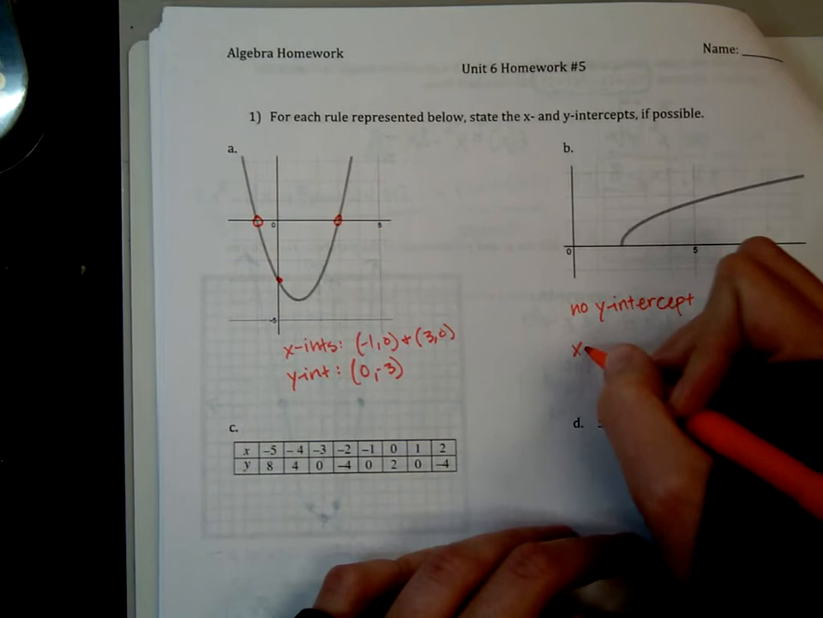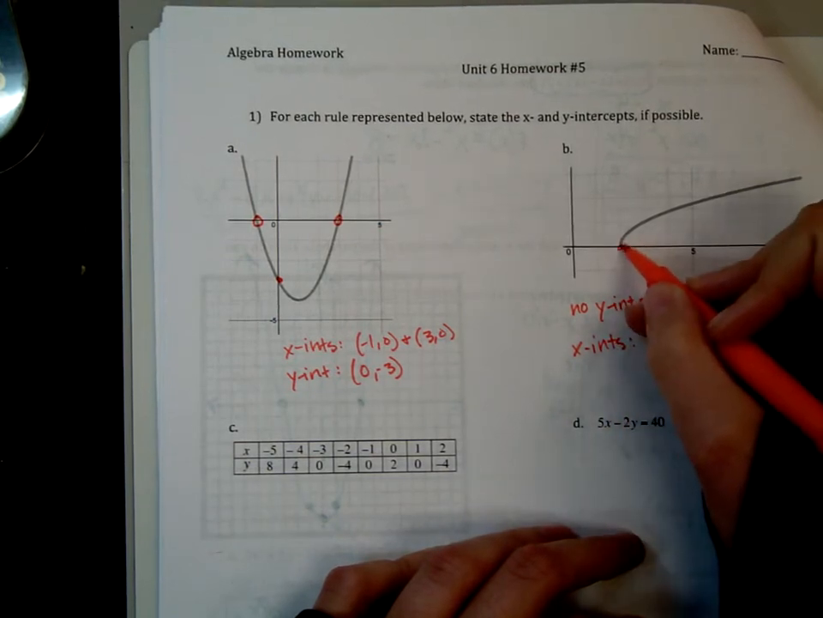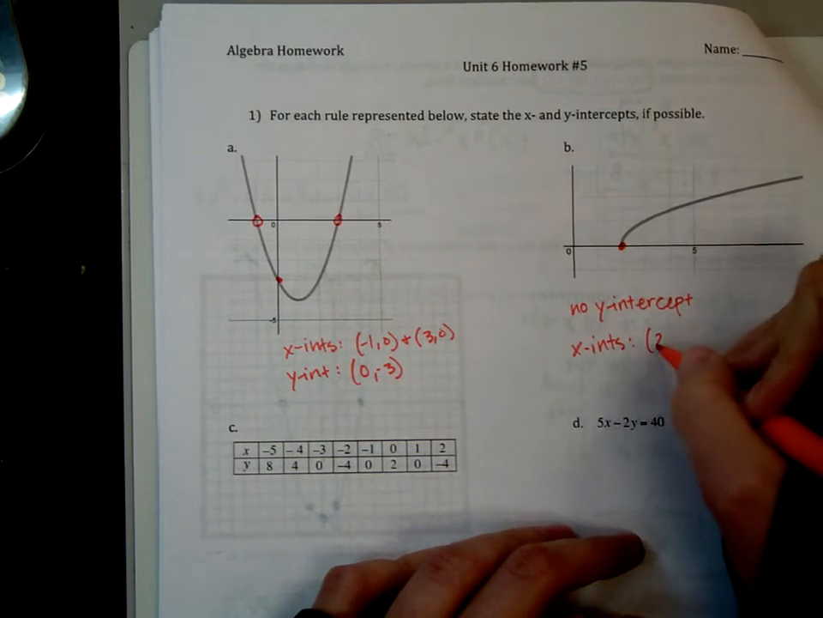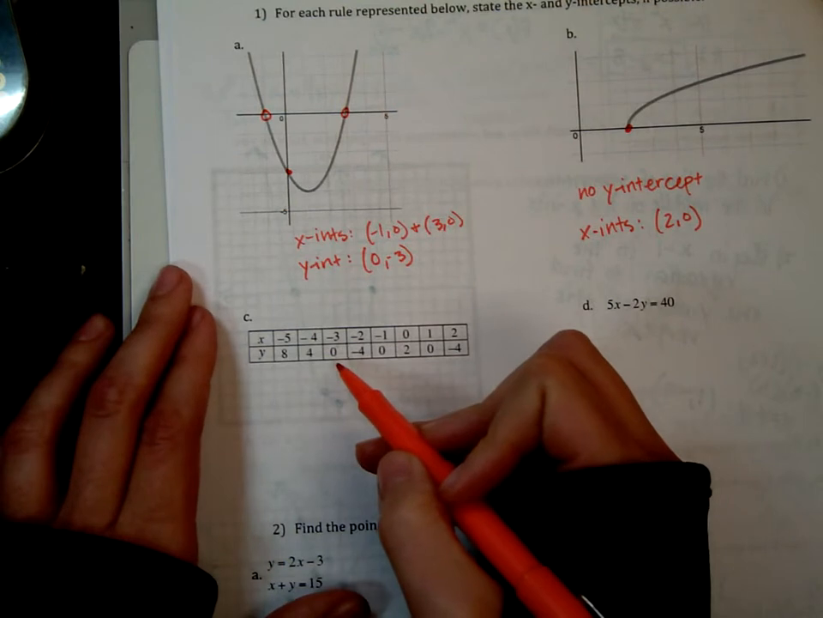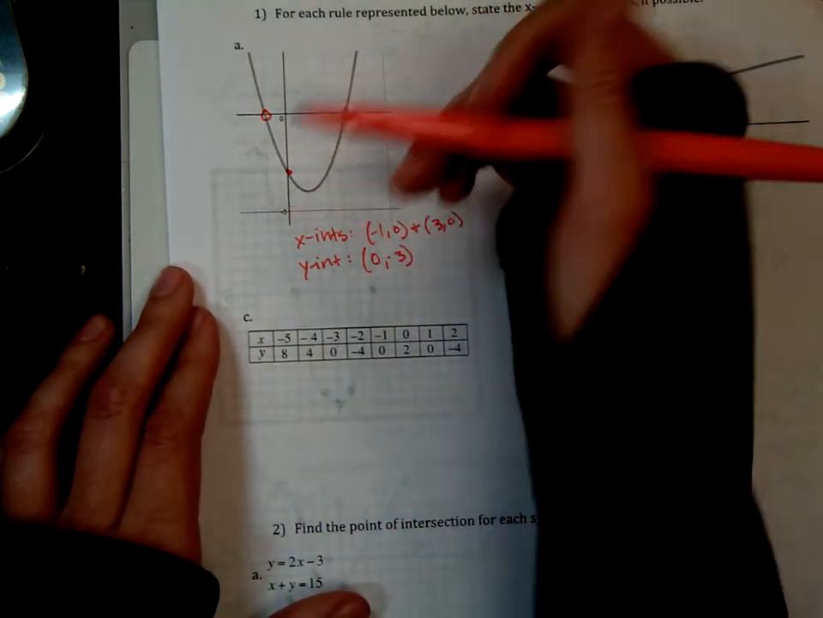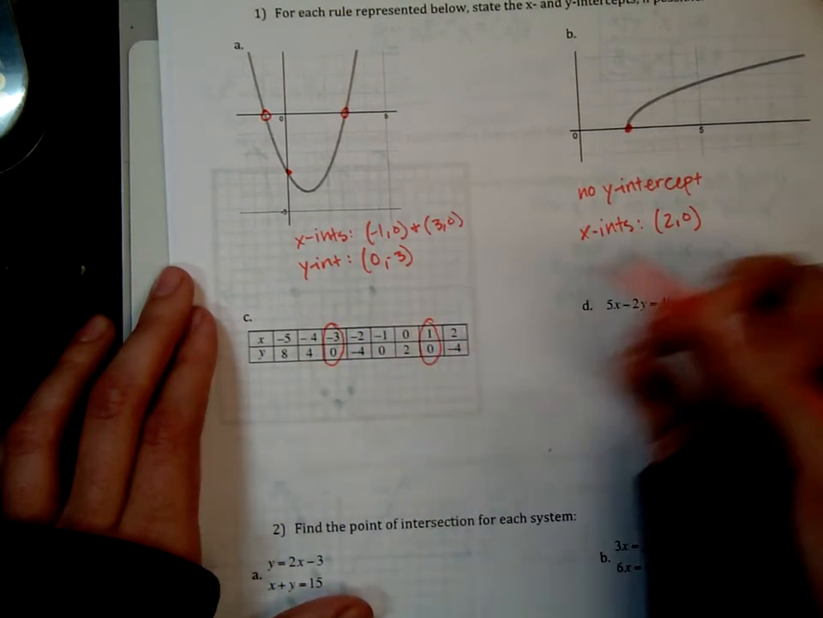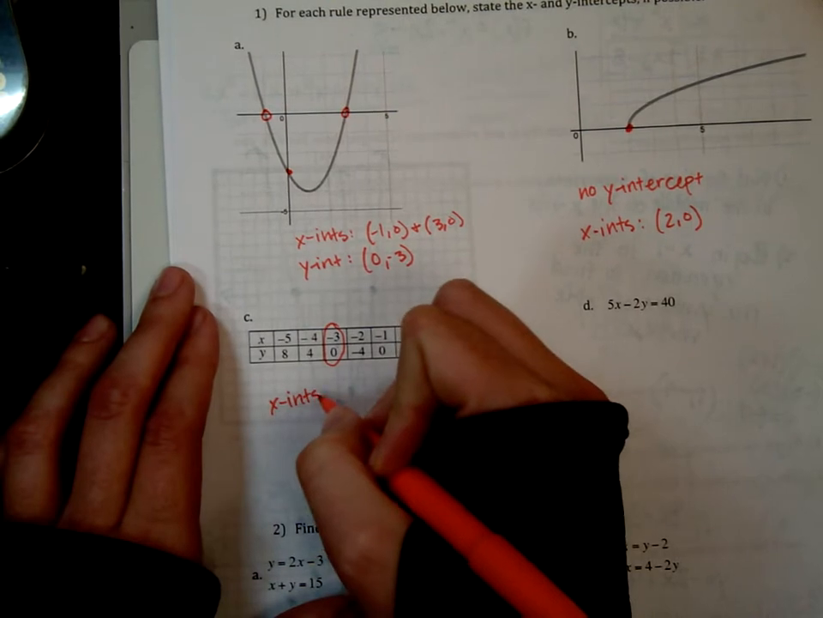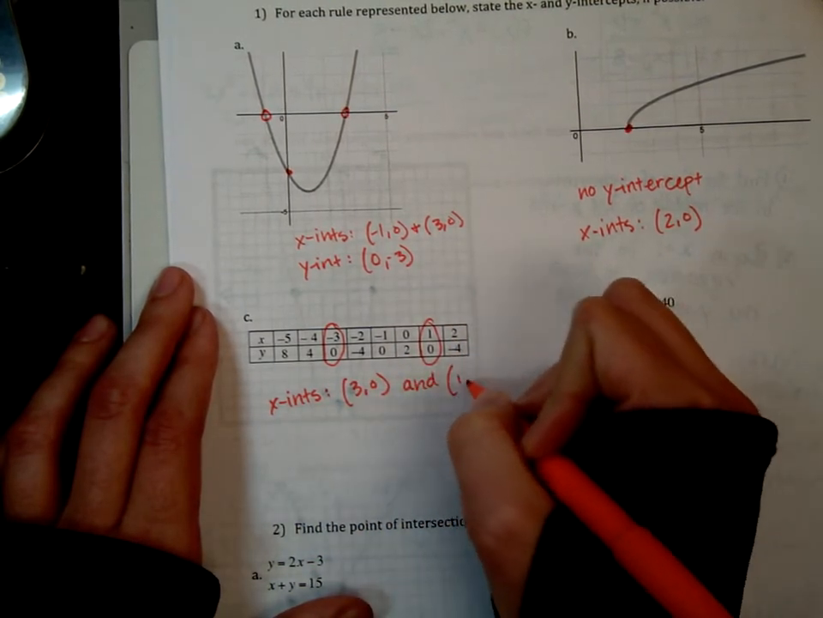The x-intercepts, let's see, there's one x-intercept and it's at 2, 0. So for here, I know that the x-intercepts are when y equals 0, right here. So when y equals 0, we've got 2, 3, 0, and 1, 0.